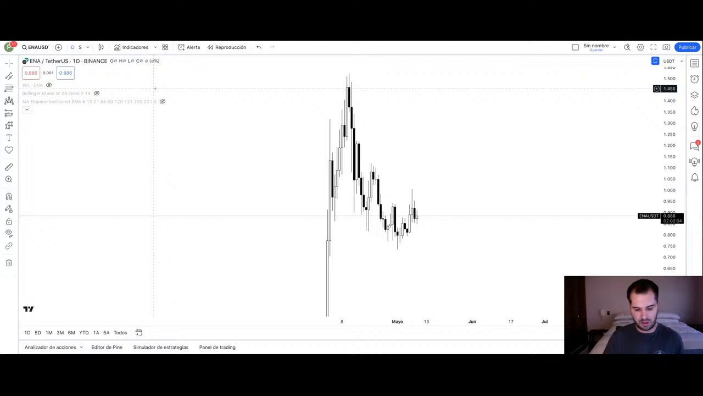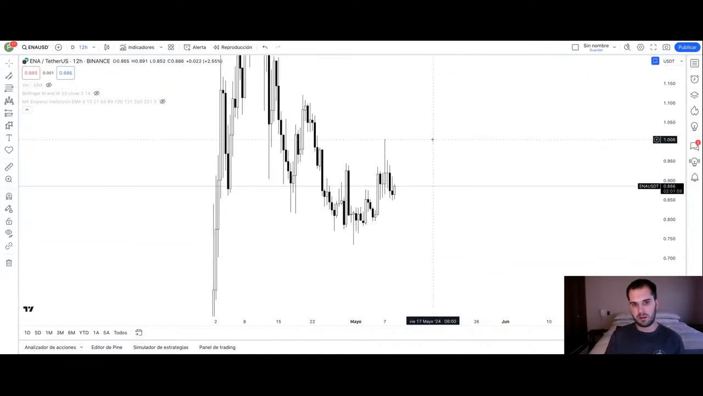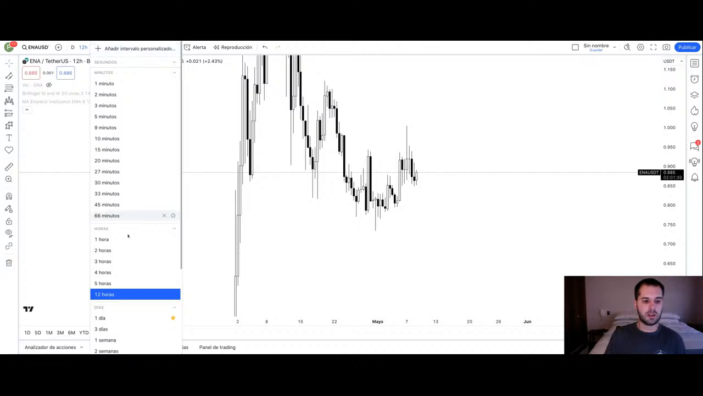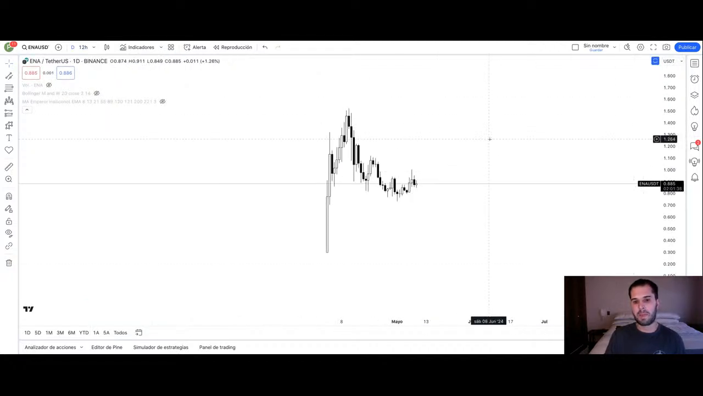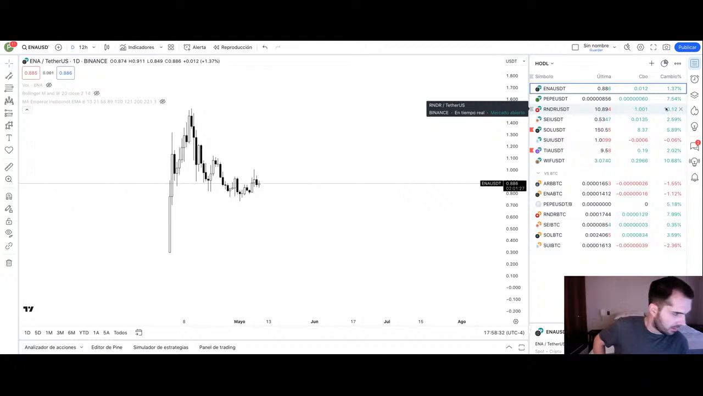We need to see some bullish structure developing, because right now we just have lower highs and lower lows. Lower high here, lower high, lower low, lower low, and lower low. So we need to flip the market structure, the downtrend, into a bull trend on ENA. Utility coins haven't been getting that much of a bid this year, basically the whole year.